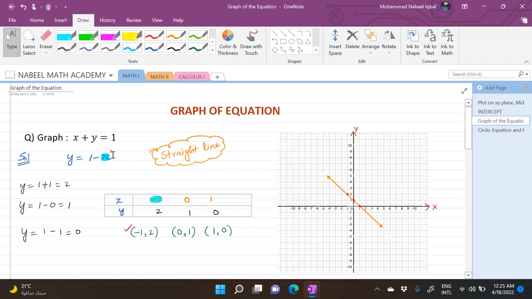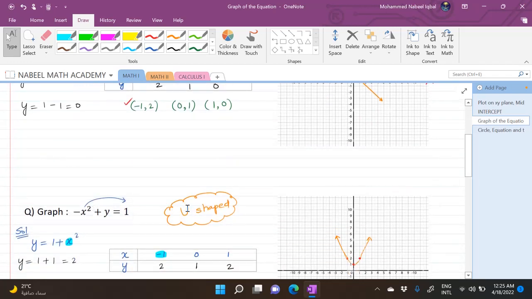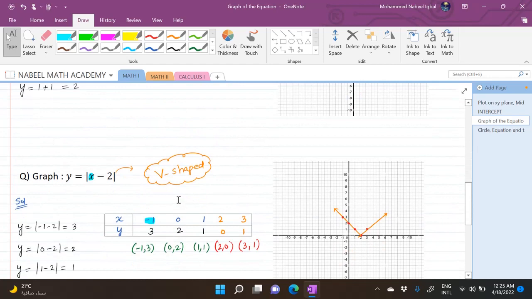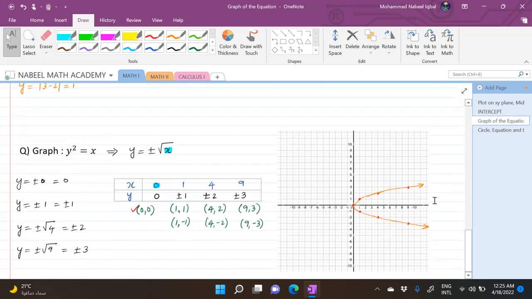Whenever you have x power 1, it is a straight line. Whenever you have x power 2, it is a U-shaped curve. Whenever you have an absolute value, it is a V-shaped curve. That curve will be sharp, not a smooth curve. So these two are smooth. Why? Because x squared is like a parabola. This is the x and y axis. As we know, this is x and y. So the parabola opens on the y axis.